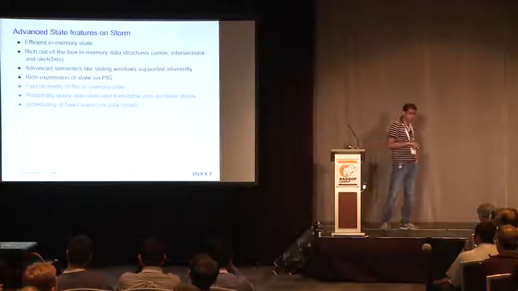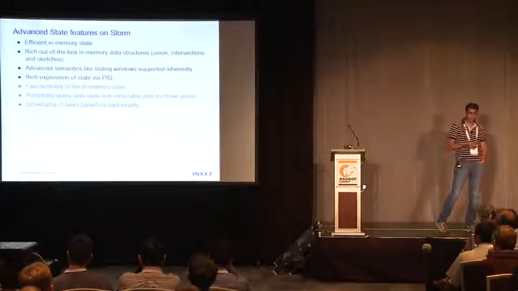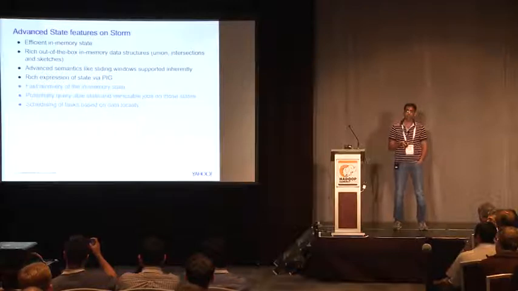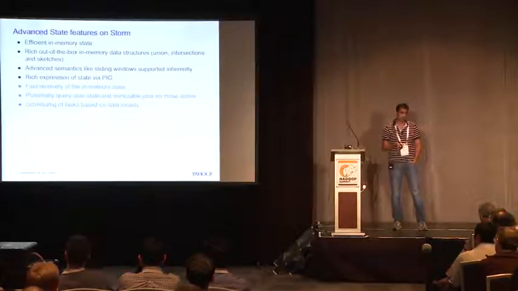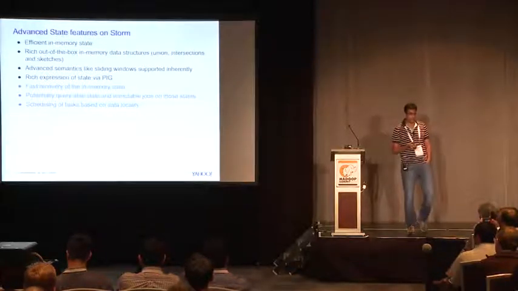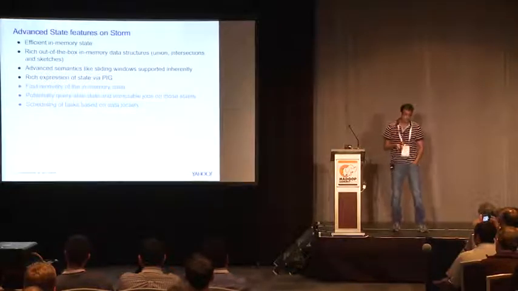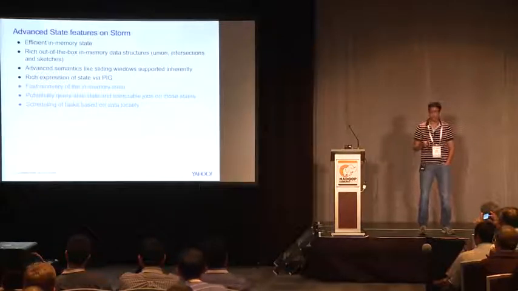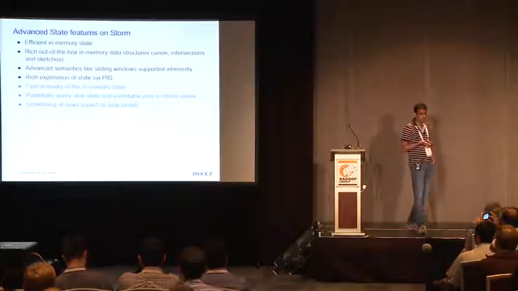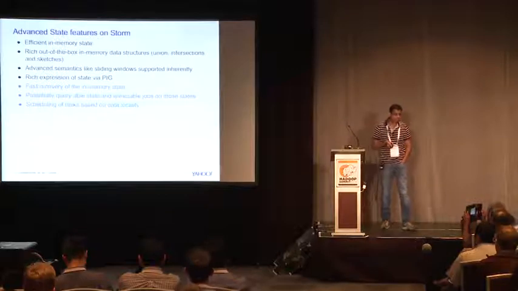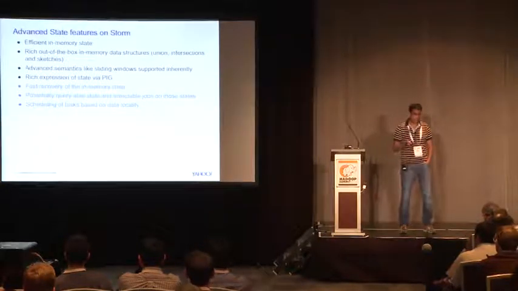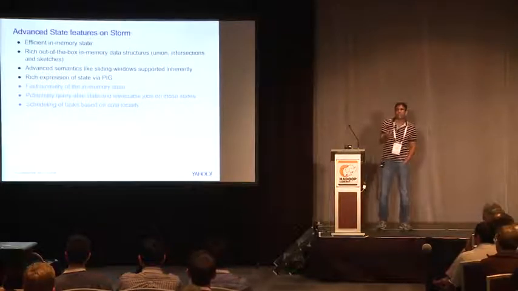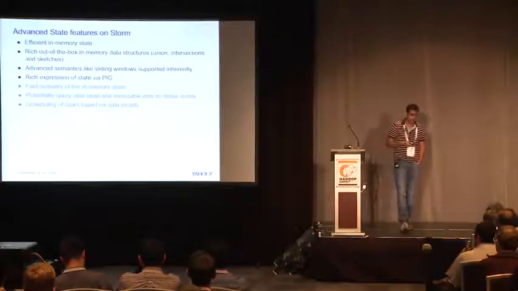Okay, so in summary, what we provide here is efficient in-memory state through Pig on Storm. We provide rich out-of-the-box in-memory data structures: union, intersections, sketches, etc. The reason being, these are very important and used in many applications, and this is not available by default in Storm. We provide advanced semantics for state, like sliding windows, and rich expression of state via Pig. So Pig also gets enhanced that way, because you provide all these kinds of things.